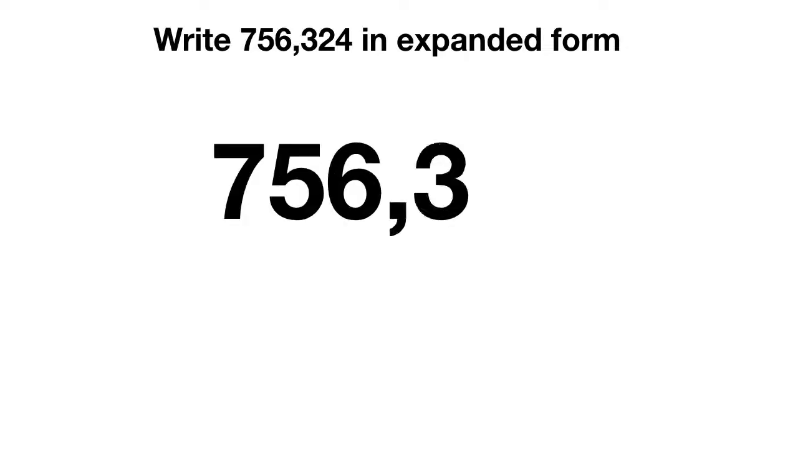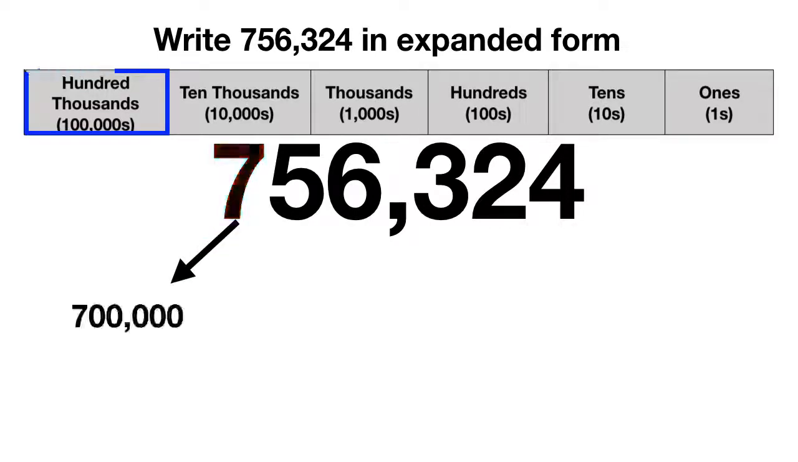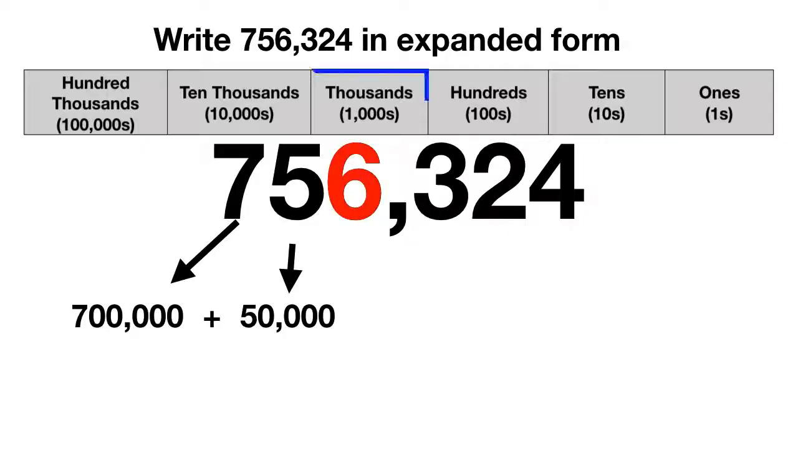Now it's time for you to get some practice on your own. Write the number 756,324 in expanded form. Well, we have the number 756,324. We'll break it up by place value. The 7 is in the hundred thousands, so it has a value of 700,000. The 5 is in the 10,000s. 5 10,000s is equal to 50,000. The 6 is in the thousands, so its value is 6,000.